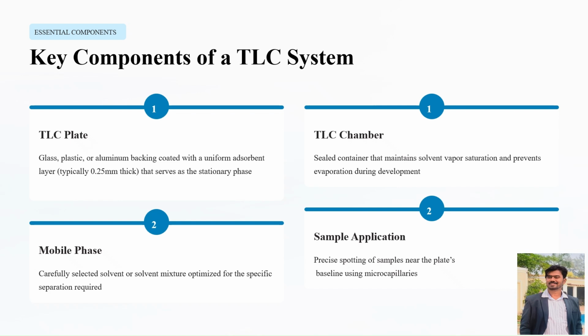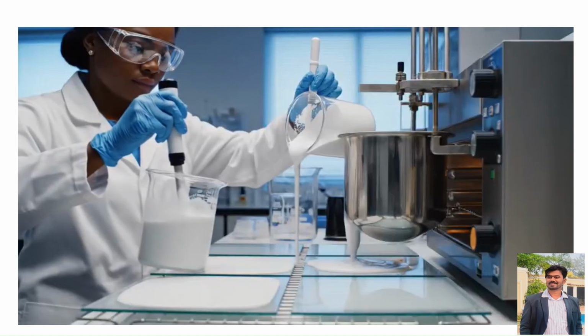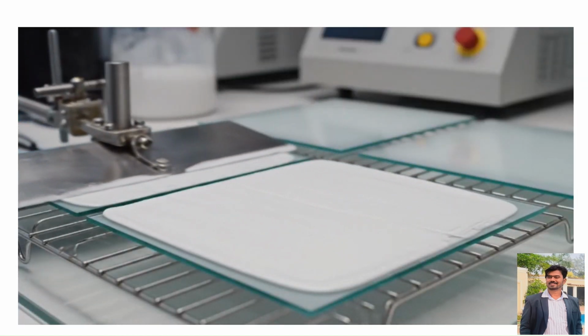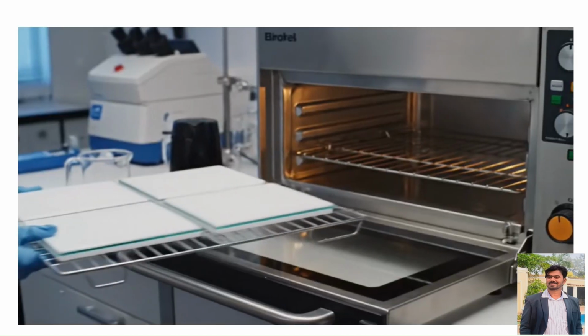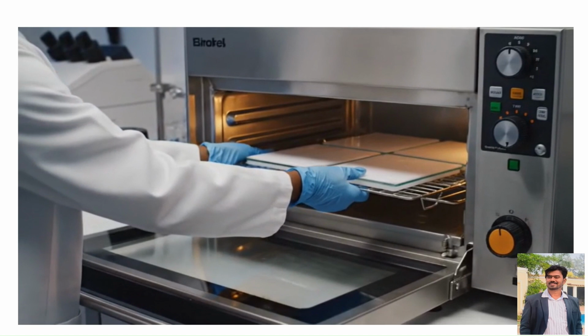Now I will show you a video by which you can prepare the TLC plate. So the silica gel is applied on the glass material. Here you can see the silica gel is applied, and then it will be put into the dryer. Here the silica gel will dry and we can make the TLC plate.